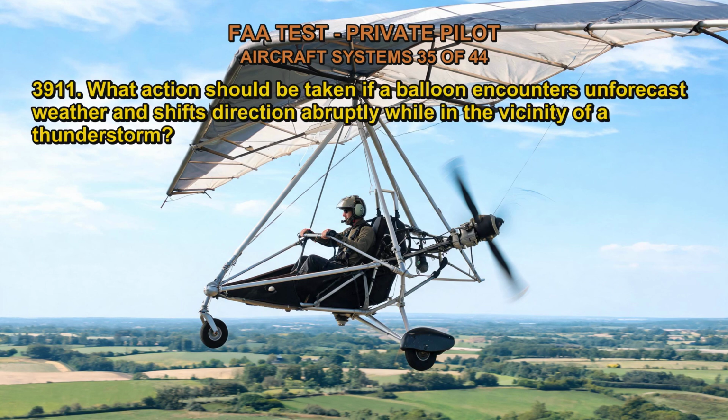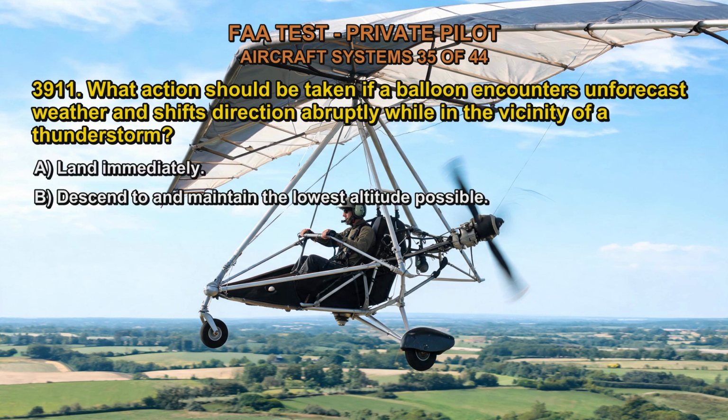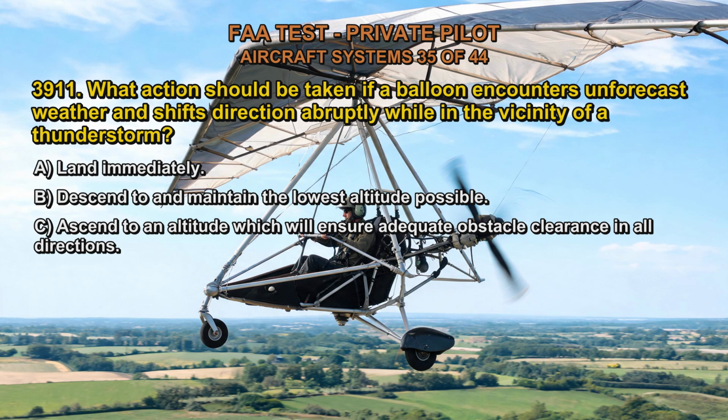3911. What action should be taken if a balloon encounters unforecast weather and shifts direction abruptly while in the vicinity of a thunderstorm? A. Land immediately. B. Descend to and maintain the lowest altitude possible. C. Ascend to an altitude which will ensure adequate obstacle clearance in all directions.